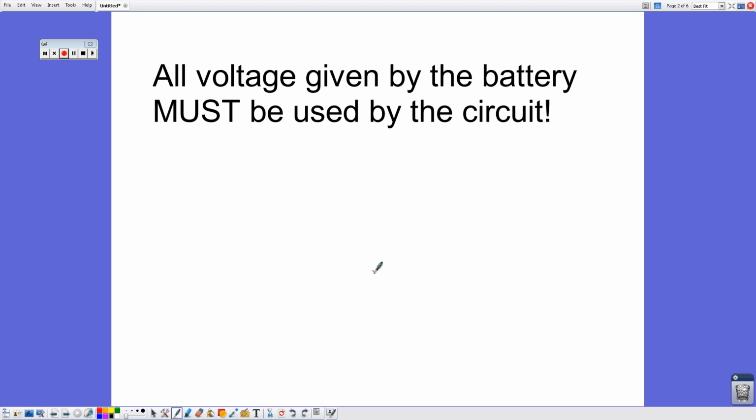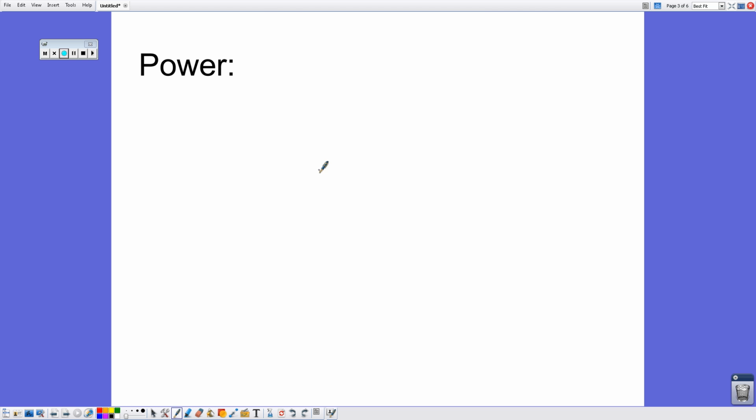But the last important thing before we can move on is this right here. Any voltage given to you by the battery must be used up by the circuit. So what that means is the voltage of the battery must be equal to the voltage used. And this is why you need to have light bulbs in your circuit. If you don't, if you just have a battery and a wire, all that voltage still needs to be used. So it gets used in the battery itself. It heats up the battery. The battery actually starts to melt, and horrible, horrible things happen. People cry. Moving on.